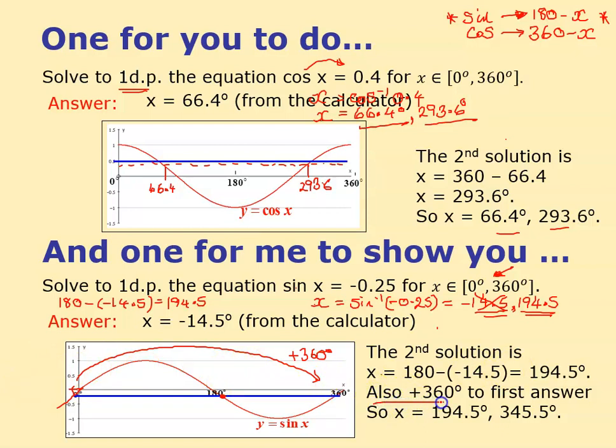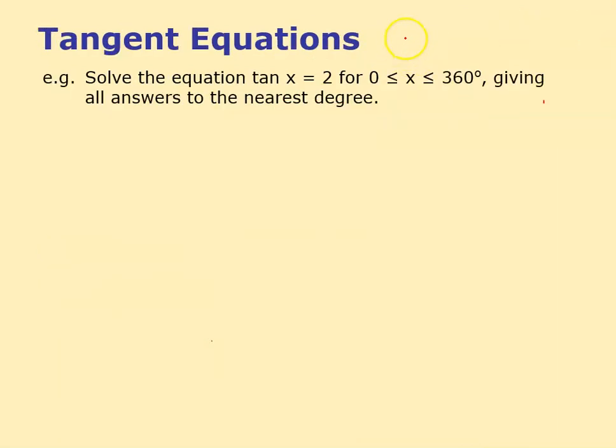It says also add on 360 to get my real second answer. So 194 I liked. The minus 14.5, I add 360 on, and I get this 345.5. Those are my two answers. So that's definitely different.